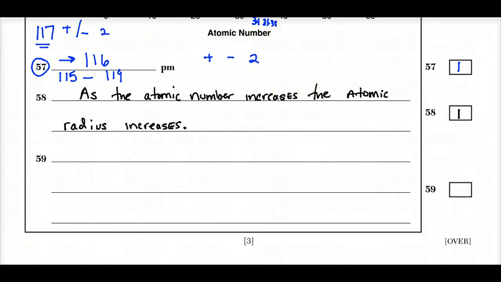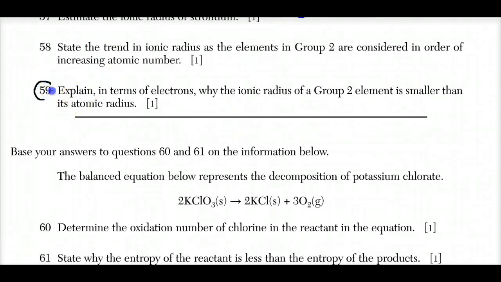Number 59, explain in terms of electrons. They're asking you to explain in a certain way, in terms of electrons, why the ionic radius of a group 2 element is smaller than its atomic radius. An ionic radius means when it becomes an ion. And its atomic radius is the size when it's still an atom.